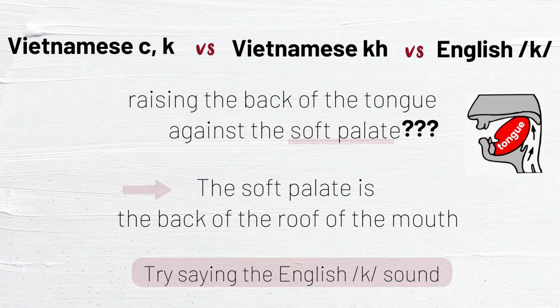Try to say the English K sound, K, and you will know what it means to raise the back of your tongue. No, really, try it yourself. I'll give you 3 seconds. You have to raise the back of your tongue, right? So keep that in mind. When saying the Vietnamese C, K, KH sounds, you do the exact same thing. Raise the back of your tongue against your soft palate.